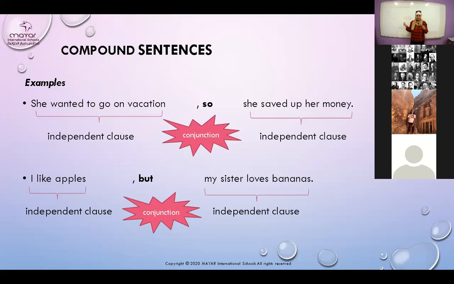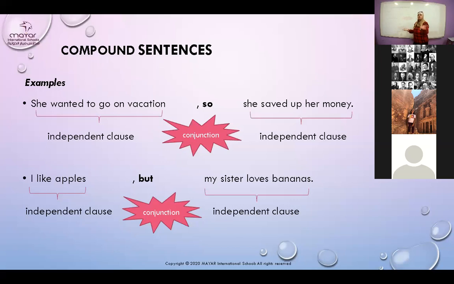Because here it's giving the result of the sentence. The other sentence is the result of the other. With cause and effect, or reason and result, we use so. So what was the reason? She wanted to go on vacation. Because of that, she did what? She saved up her money. This is the result. When you have reason and result, we use so.